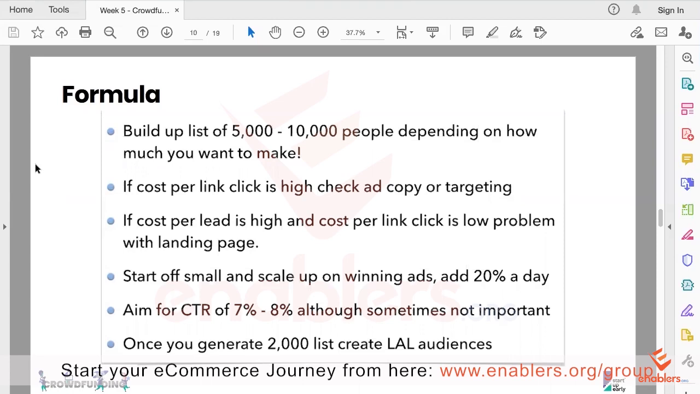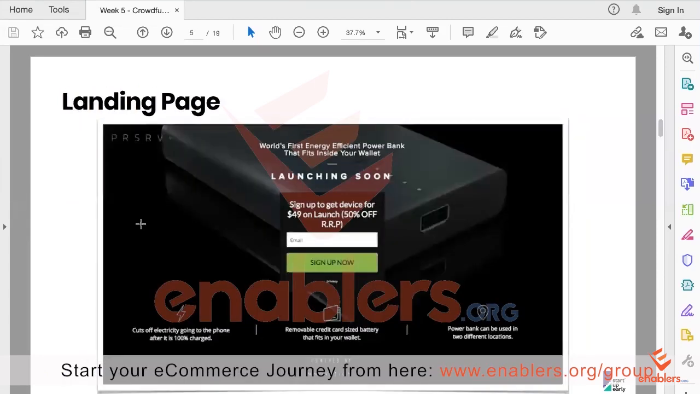So third point is, if cost per lead is high and cost per link click is low, तो problem फिर landing page पे, कि आपका landing page पे information too cluttered है. Even that can go wrong, right? So if, let's say, you had a lot of things going on this landing page, or information थी crisp और clear नहीं था, तो ad का काम था landing page पे लाना, but ad का काम वहां पे रुक जाता है.